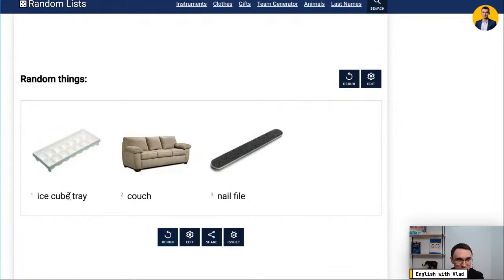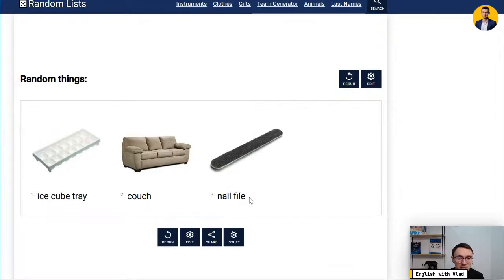Ice cube tray. That's a good one. Ice cube tray. We put it in a freezer to basically make ice cubes. By the way, these are called ice cubes, and to make them, we need to use an ice cube tray. This one is a couch. Oh my goodness, I always confuse this word in spelling, couch with coach. So coach, like the trainer, and couch, just like sofa.